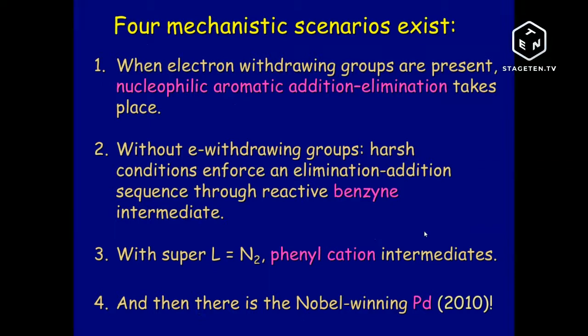This is actually what happens in a number of contexts. If you remember, one of the preparations for phenol at A11 was 200 atmospheres, 200 degrees Celsius for chlorobenzene. This is something similar to what's happening there. You are giving enough energy for a nucleophile to go next to the benzene ring and react. Without electron withdrawing groups, harsh conditions enforce an elimination addition sequence through a reactive benzyne intermediate. So 1 and 2 are the same. What you're saying is that you can either do it with withdrawing groups or else with energy. Both will work. Sometimes different methods for the same thing will probably work.